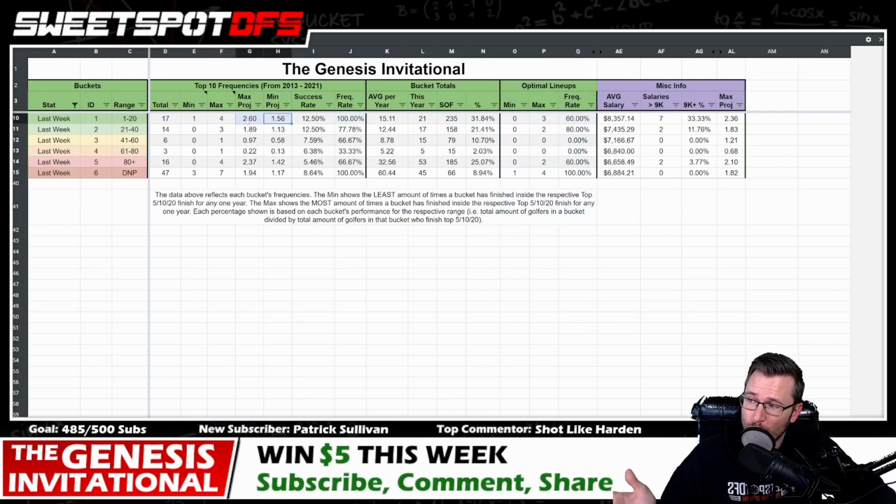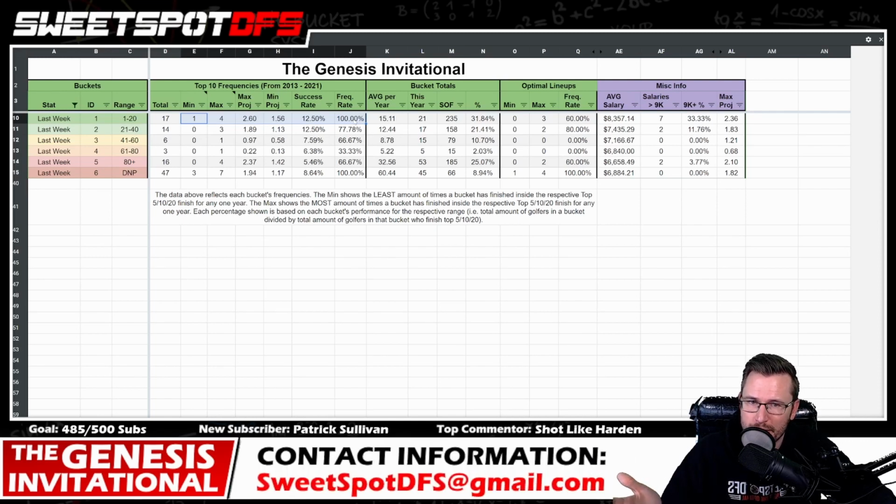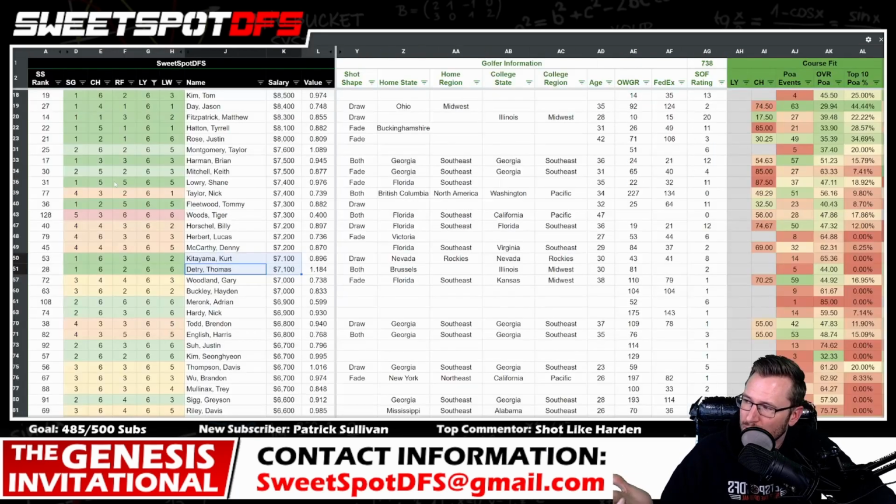And we're projecting 1 to 3. So let's take a look. And I'm assuming if we have a 100% frequency rate of one guy being inside the top 10 every single year, it's probably a high price guy that just didn't finish inside the top 5 to ensure an optimal lineup bid. So I'm sure that's what we're going to see. Obviously, we know Scotty Scheffler won last week, so let's go ahead.